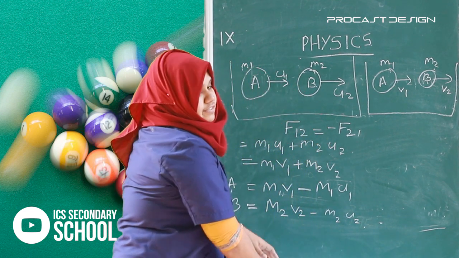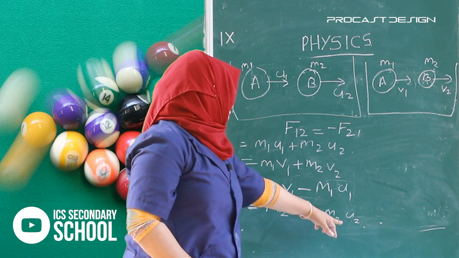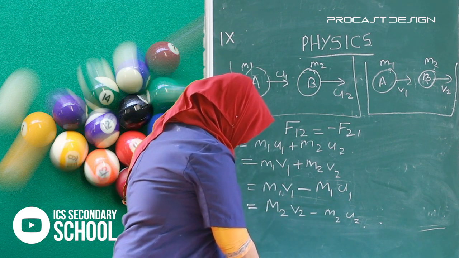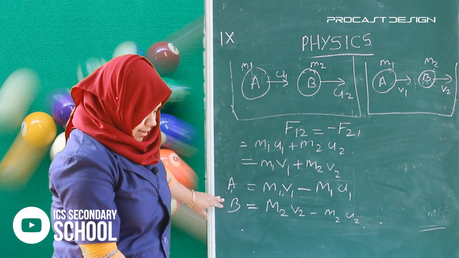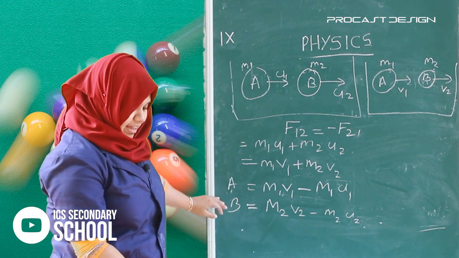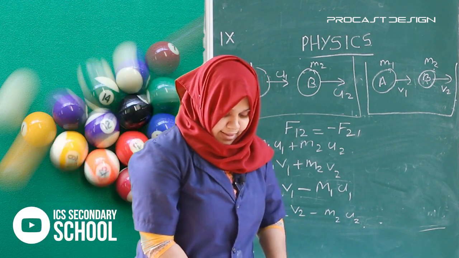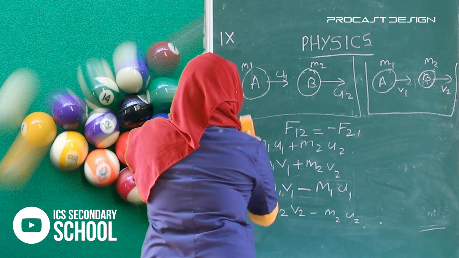So, what is the rate of change in momentum? Rate of change in momentum is m2 v2 minus m2 u2 divided by t. We want to find out F_AB and F_BA. You can see that your textbook has this.